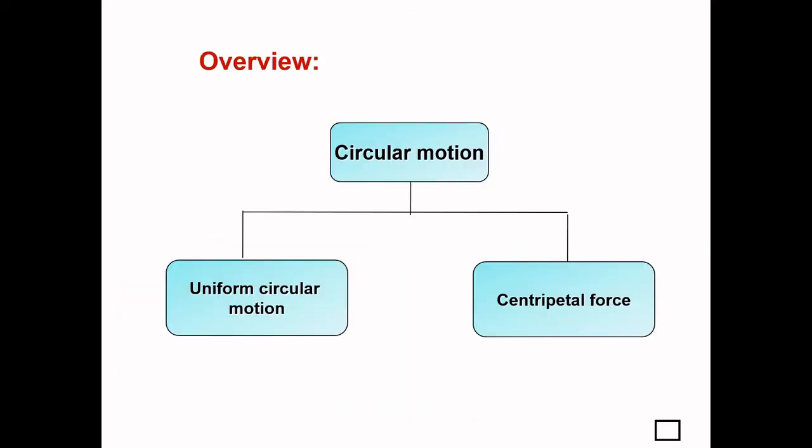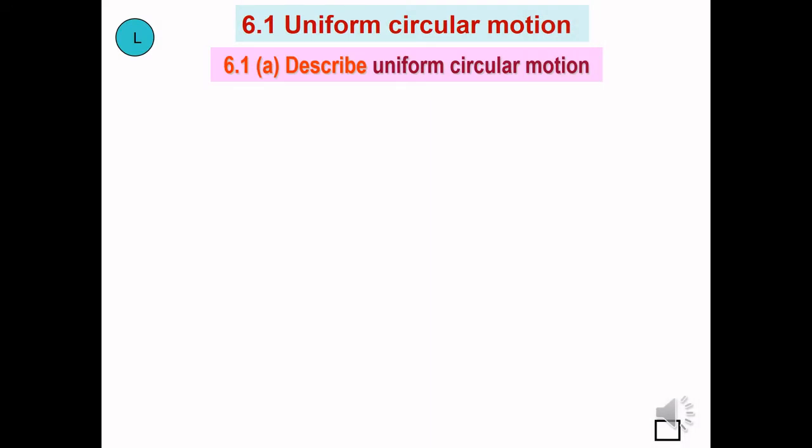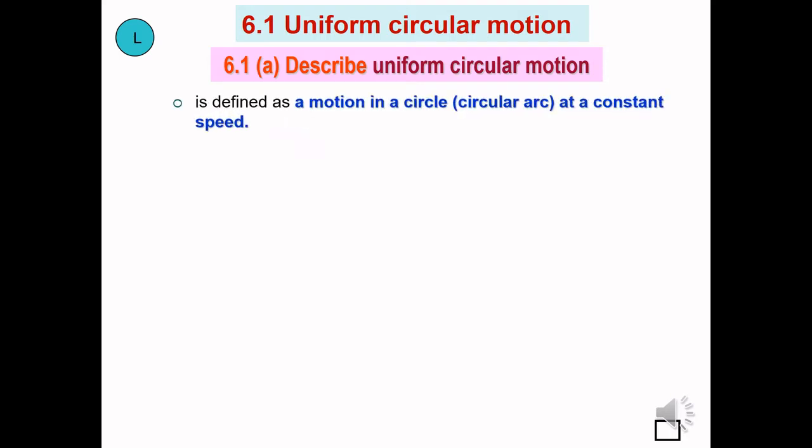Let's start with the overview. This topic is divided into two: uniform circular motion and centripetal force. Uniform circular motion: describe uniform circular motion. What is circular motion, class? Circular motion can be defined as a motion in a circle or circular arc at a constant speed.